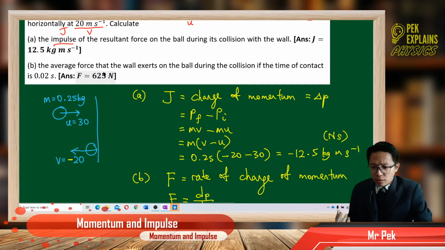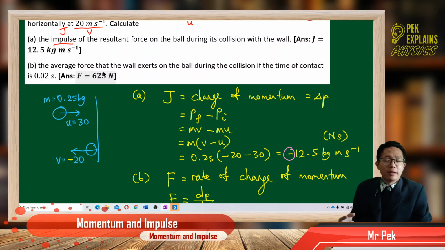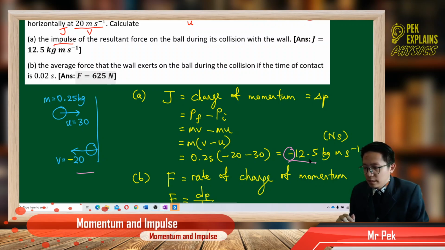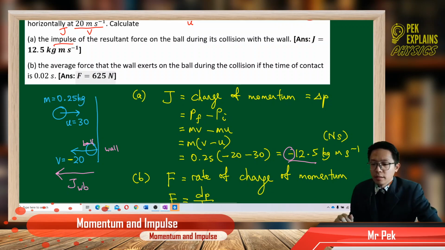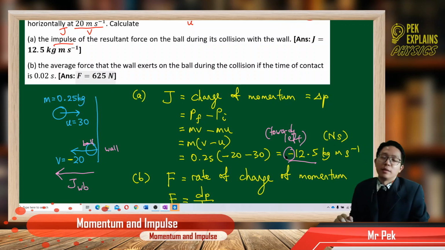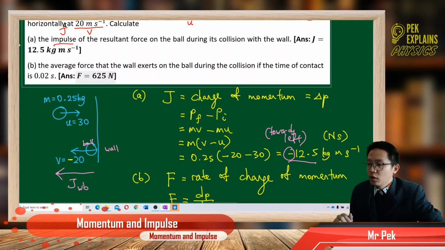So here, if you notice, the impulse has a negative sign. What does this negative sign mean? A negative sign means the impulse is directed to the left. The impulse is directed to the left because it is the wall that pushes the ball. The wall pushes the ball to the left. Wall on ball. So you must write the direction, towards left.